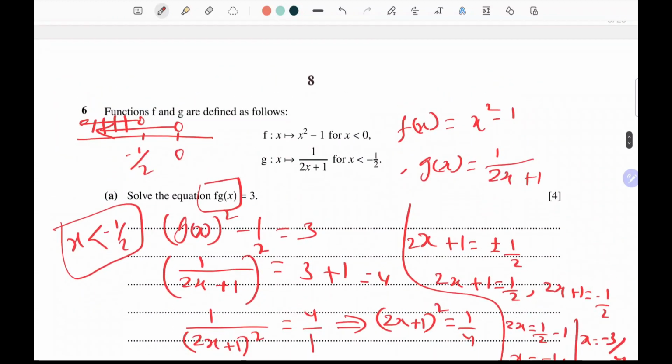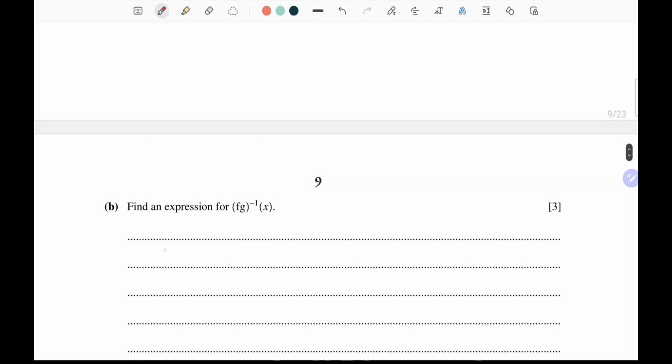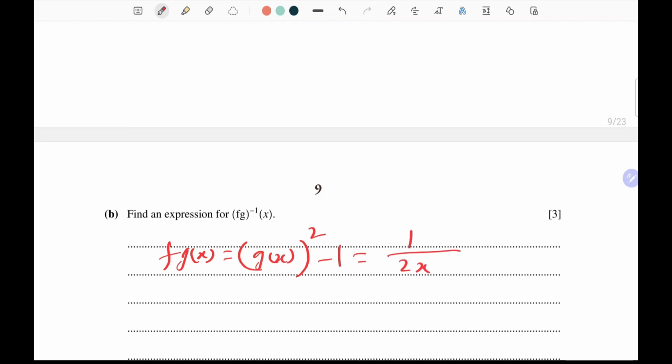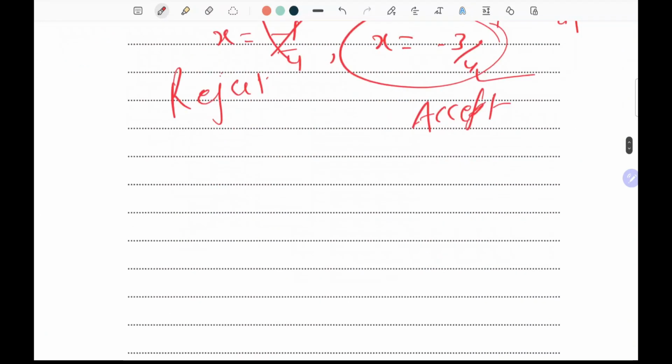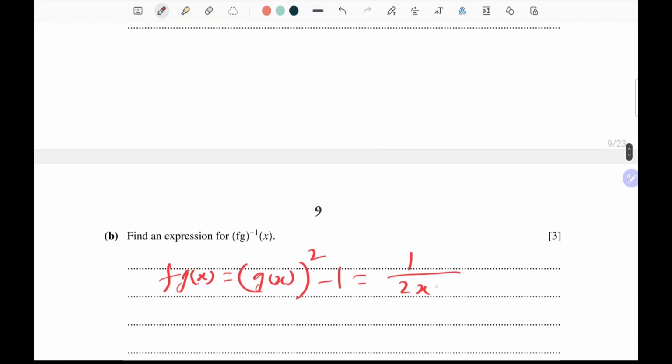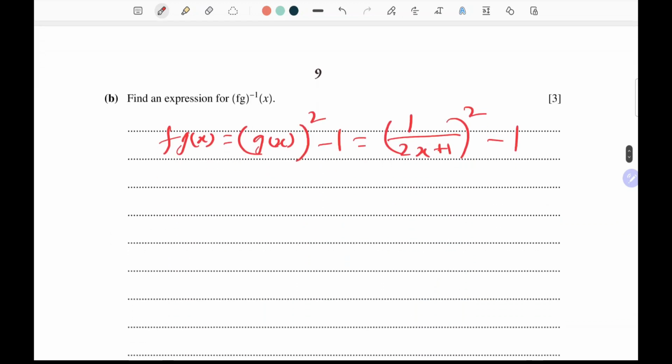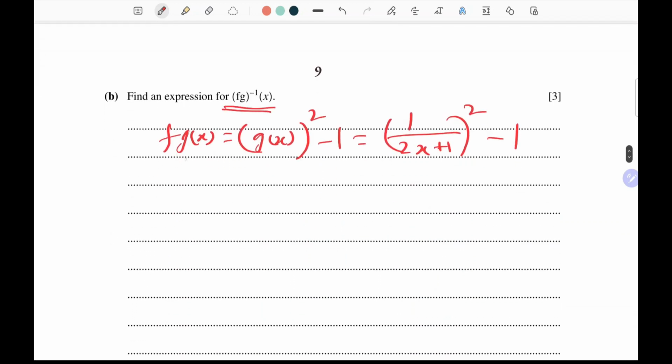Okay, so fg will be g squared, (gx) whole squared minus 1, right? So I will write fg is (gx) whole squared minus 1, and gx is 1 over 2x plus 1, so (1 over 2x plus 1) whole squared minus 1. This is the fg. We have to find fg inverse, so I'm considering this as y.